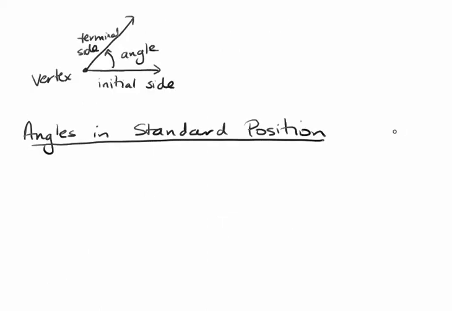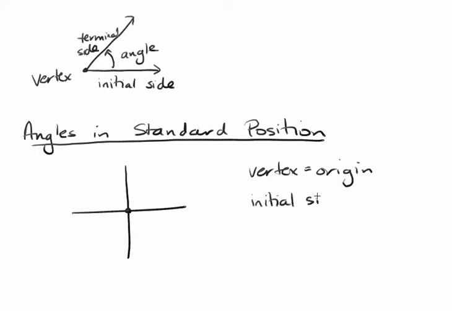For our purposes, we want to look at angles when they are in standard position, because that will be a good reference for us to compare the different trigonometric functions. For an angle in standard position, we want the vertex to be at the origin. So the vertex has to be at the origin. The initial side is the positive x-axis. And then our terminal side is somewhere else within our grid.